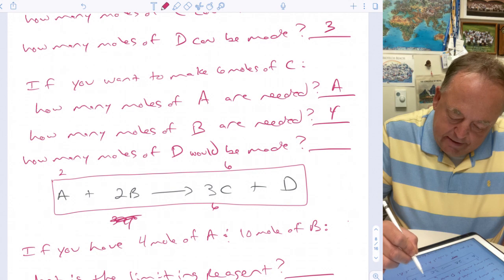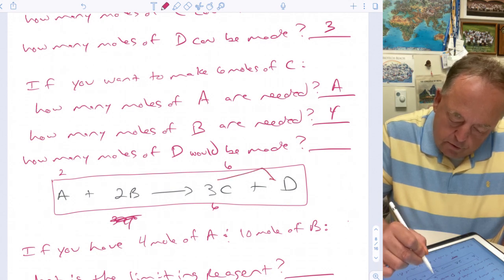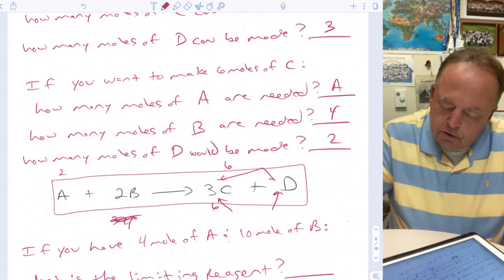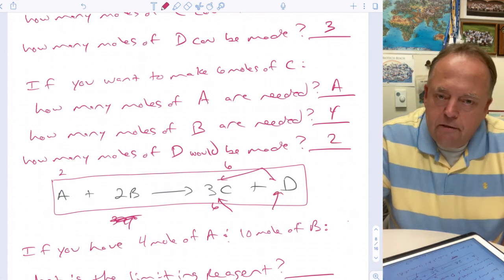And then how many D's could you make? Well, this has to be in a 3:1 ratio. So if we double 3, then we have to double that as well. So that would be 2. You could make 2 of D.